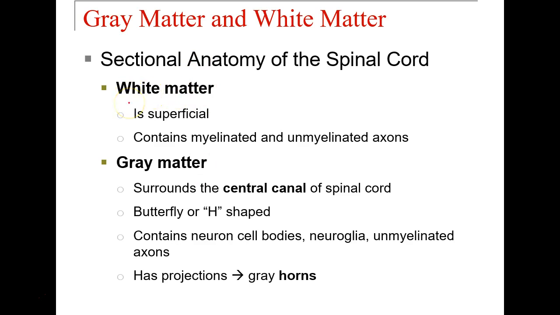We briefly spoke about white versus gray matter in the last chapter. So in the spinal cord, white matter is more superficial. It is more on the peripheral edges of the spinal cord. It contains myelinated and some unmyelinated axons. Gray matter, on the other hand, is going to have kind of a butterfly or H shape depending on where we are in the spinal cord. And this will contain cell bodies of neurons, neuroglia, and unmyelinated axons. So we'll see some projections known as gray horns.